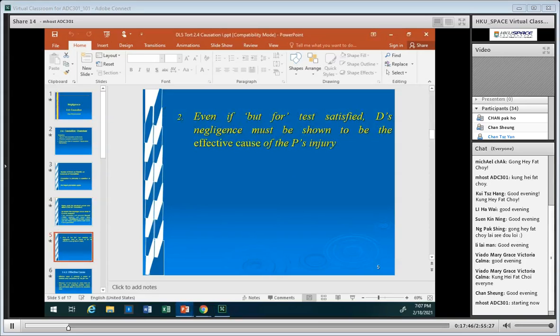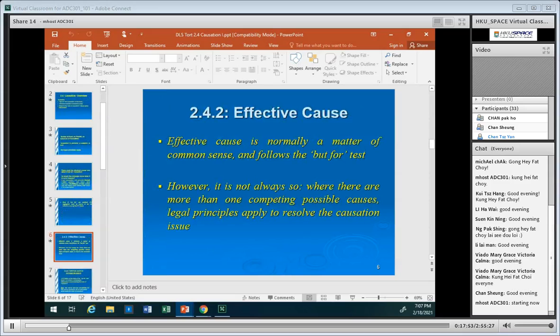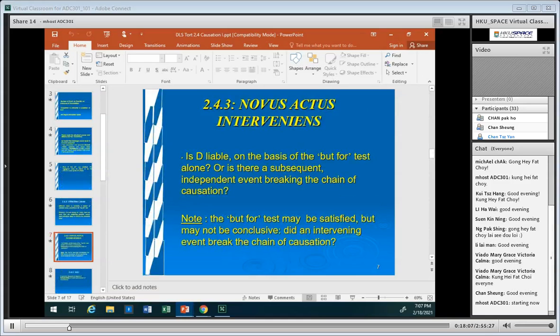Okay, so that's the first element, and then the second element is that even if the but-for test is satisfied, there may be another possible cause. And so the courts are going to have to come up with the so-called effective cause. This is what your course manual describes as causation in the law. Normally it's a matter of common sense, but if there is more than one possible cause, the court has to decide the effective cause, and they will look to see whether there has been a novus actus interveniens.